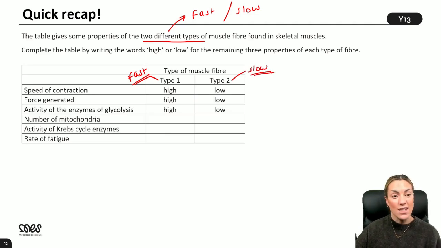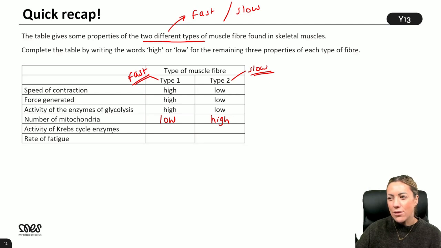They do glycolysis, but then they do link, Krebs, oxidative phosphorylation. It's not just glycolysis repeated immediately after each round of glycolysis. So you're going to see lower activity of the enzymes of glycolysis, and they contract less frequently with less force. So now we know which is which, we should be able to do the rest. Fast twitch would have a lower number of mitochondria because they use more anaerobic respiration, whereas slow twitch would have a higher number of mitochondria because they use more aerobic respiration.